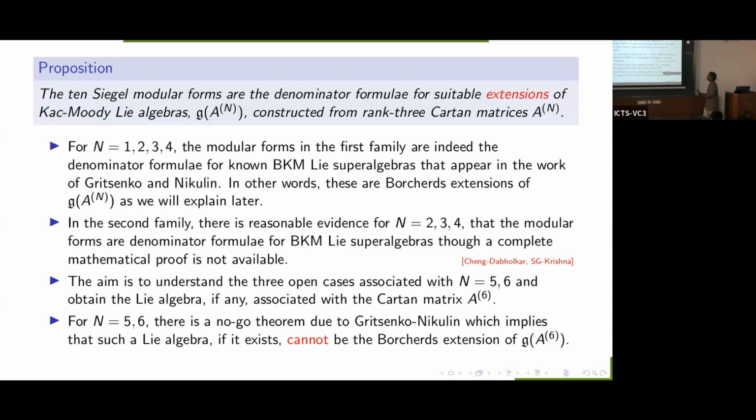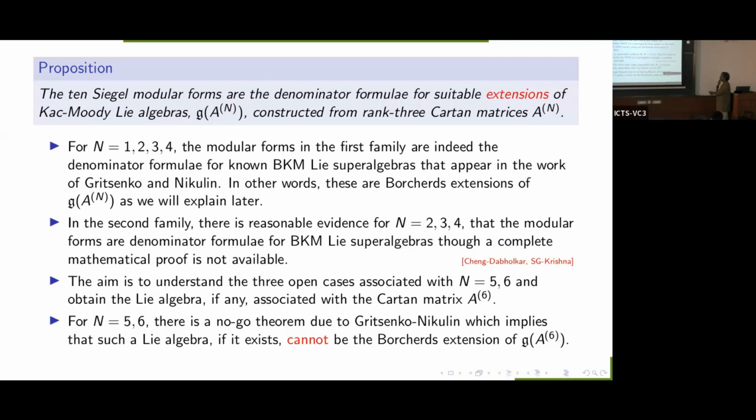In the second family, there is reasonable evidence, reasonable in the sense that we physicists will say it is reasonable because we have checked it to some order. We refers to people like Cheng and Dabolkar, then me and my student Gopalakrishna. We all sat down and did some checks, but we haven't really proved it. But there is no doubt in our mind that it exists. We are trying to eventually write a proof which would make use of our methods, but that's work in progress.